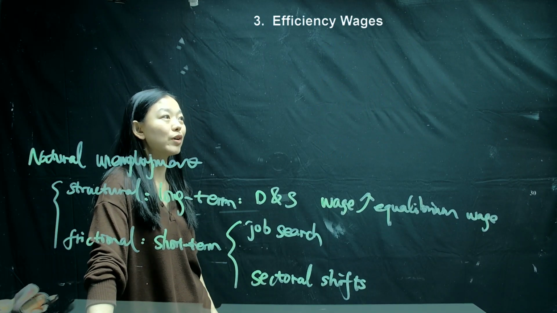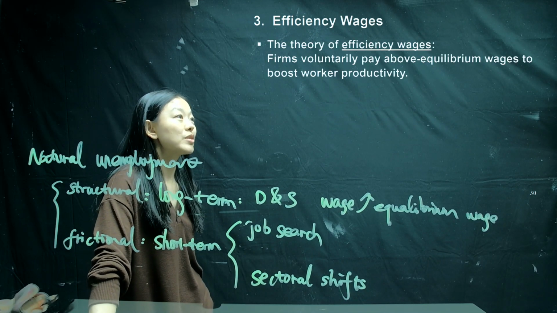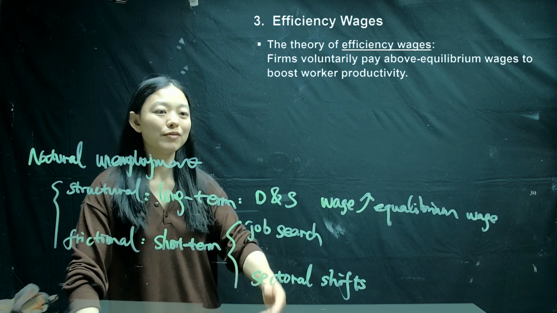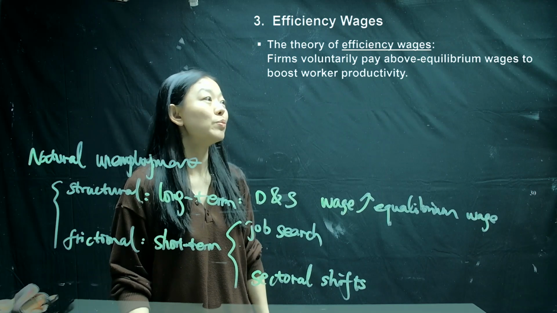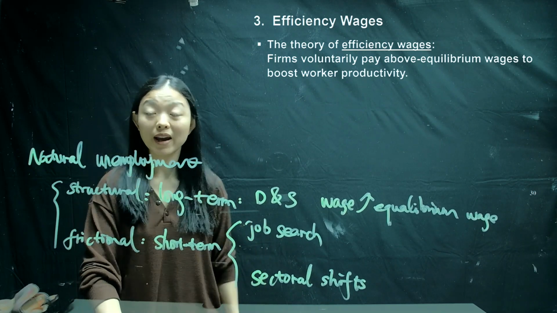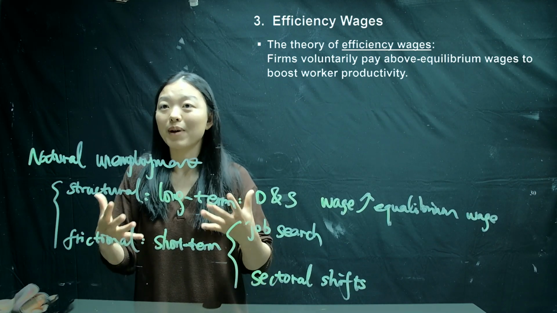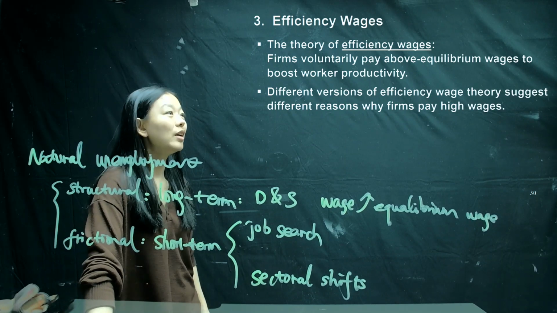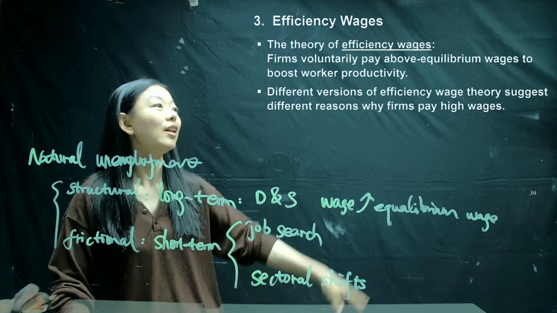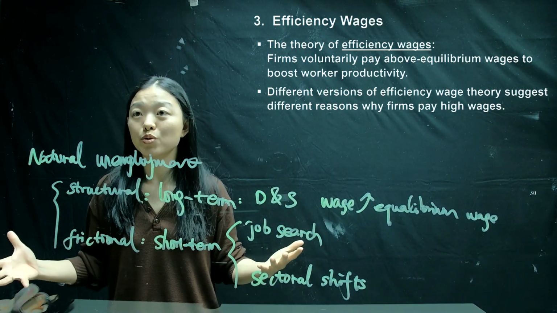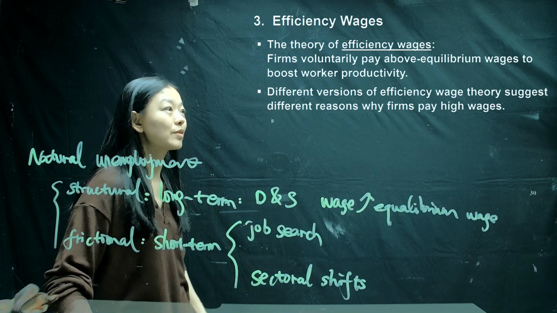Now let's look at the third reason, which comes from efficiency wages. Efficiency wages are provided by firms and corporations, because firms will voluntarily pay wages above the equilibrium wages to boost workers' productivity. So if I give you a better pay, can you increase your productivity? Yeah, maybe it gives workers more incentive to work better and put in more effort. Different versions of efficiency wage theories suggest different reasons why firms pay high wages. However, no matter what type of efficiency wages firms adopt, it will result in structural unemployment because they put the wages higher than the equilibrium wages.